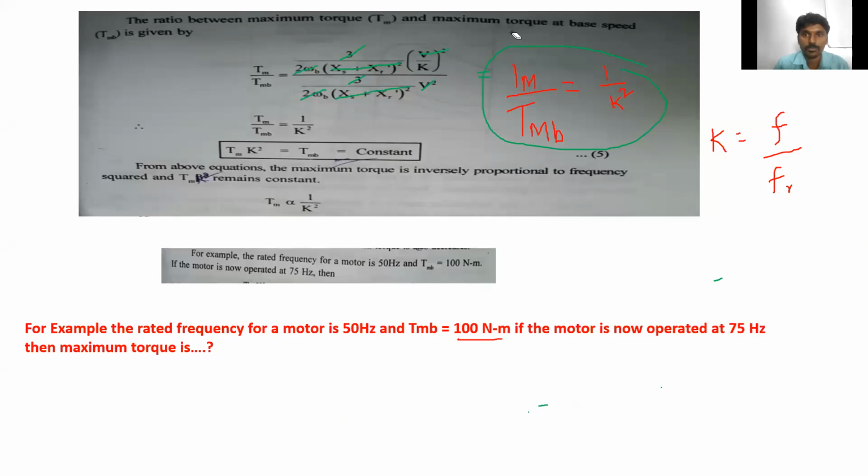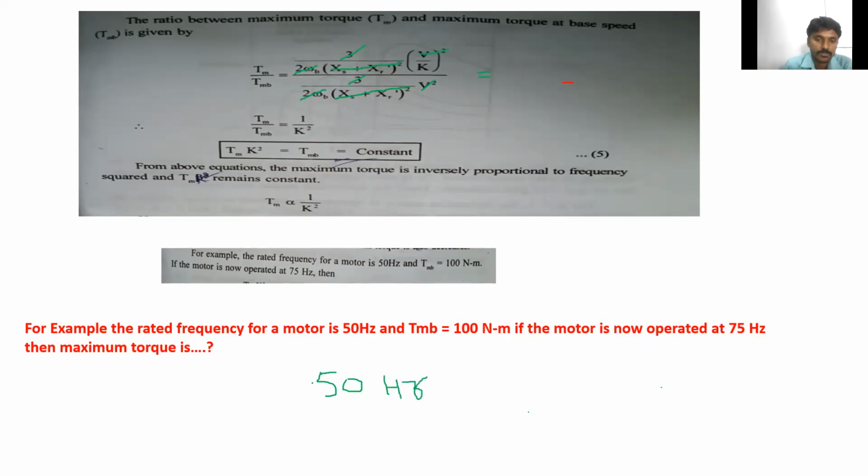So one more question I will give, the same way. I will just tell it orally, listen carefully. If the operating frequency is 50 hertz, and the rated frequency is 75 hertz, exactly opposite. This is the operating frequency, and this is the rated frequency. Then what about the torque?